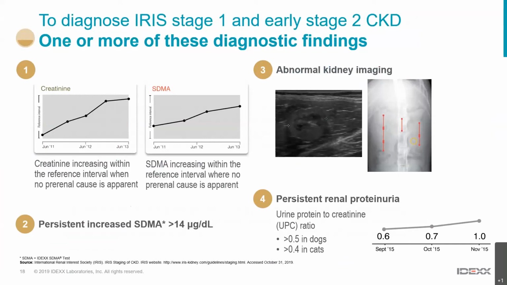You will note, with the exception of abnormal kidney imaging, there's a real emphasis on the word persistent. So we need to document that this change is repeatable, and thus we're not talking about making this diagnosis of a single set of blood results.